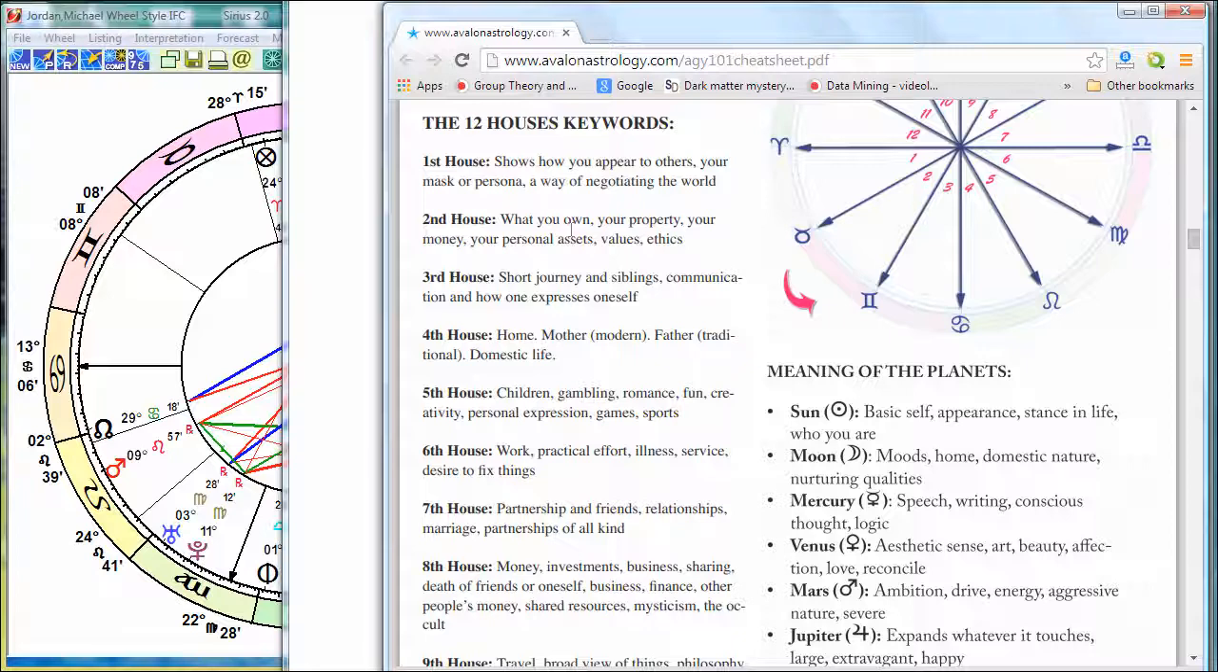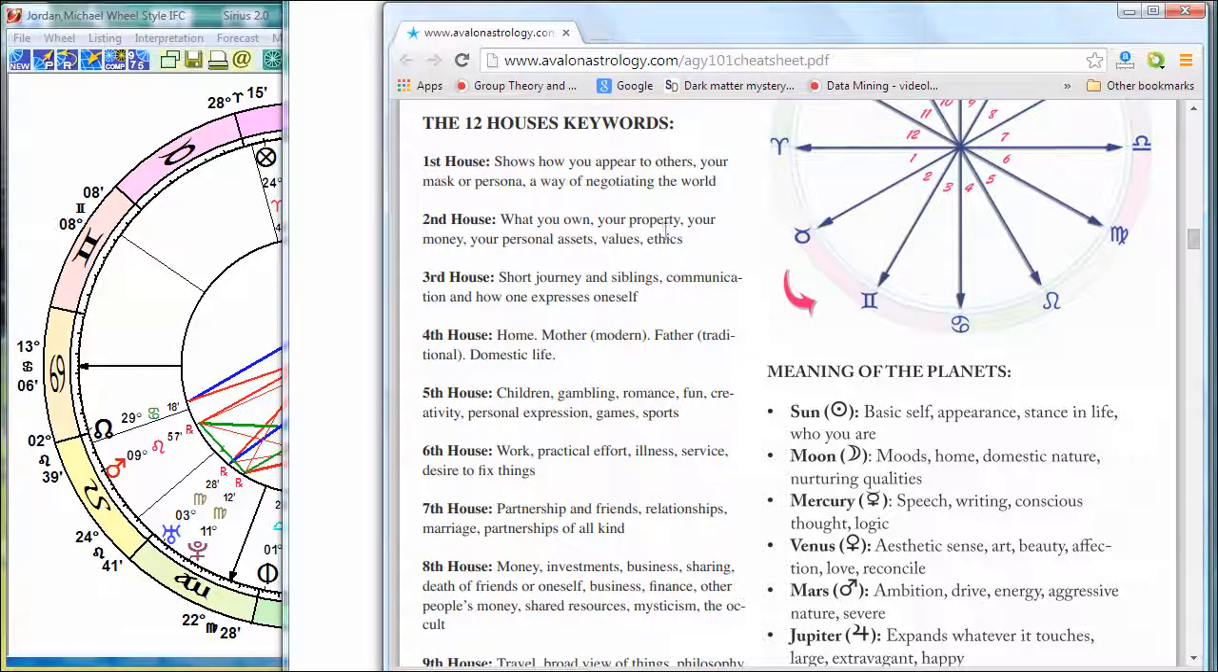your property, your money, your personal assets. Some people say it's values and ethics. Some astrologers will say, no, it's not your property and your money. That's too literal. It's more psychological. It's your values and your ethics. And people will argue about this and fight about it and say, I'm right, you're wrong.